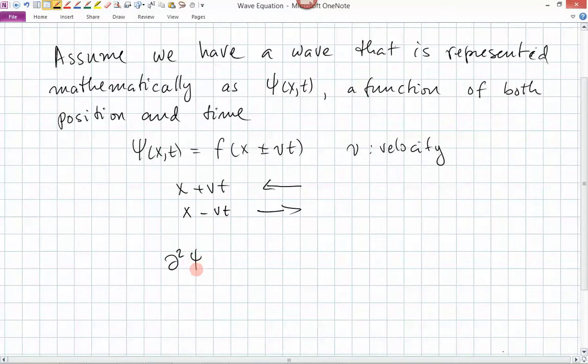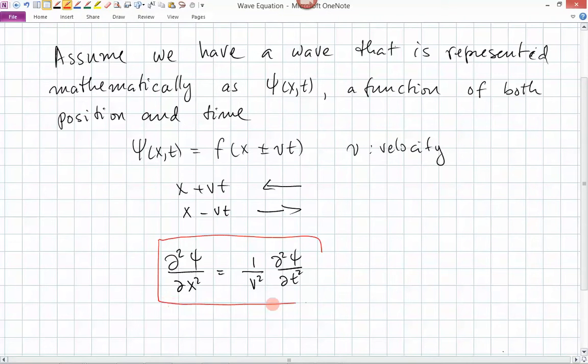The partial derivative of phi with respect to x squared is equal to 1 over the velocity squared times the partial derivative of phi with respect to t squared. This is called the wave equation, and any type of wave, sound waves, ripples in the water, electromagnetic waves, they obey this type of equation.